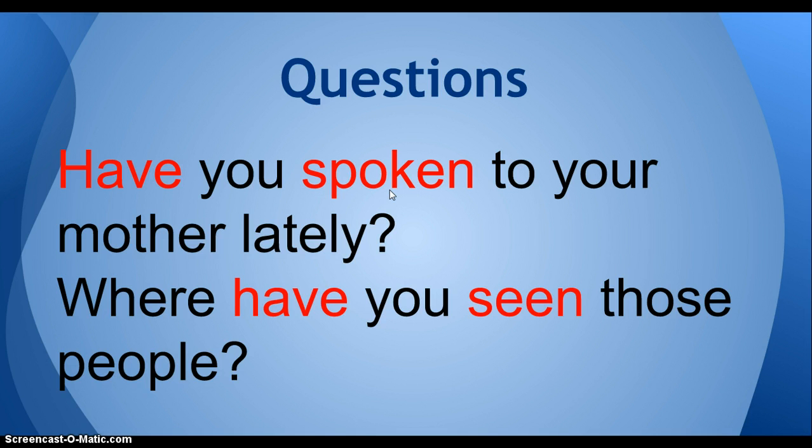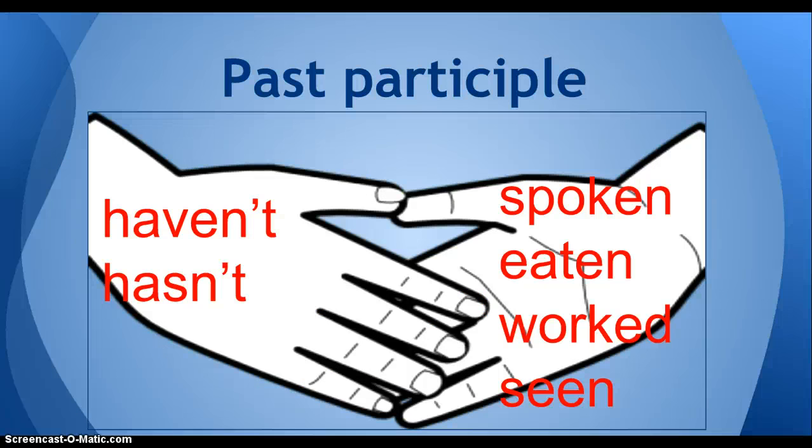Have you spoken to your mother lately? Or where have you seen those people? And it doesn't matter if it's a yes/no question or an information question. And the same rule applies for the negatives. The auxiliary goes to the negative form, haven't or hasn't, but the past participle, the principal verb, does not change. It stays in the past participle form.